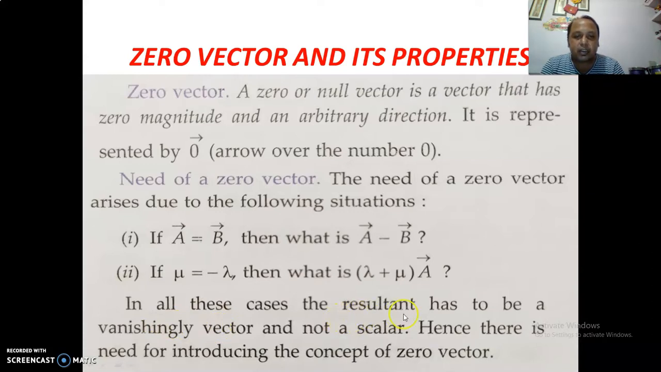You can see here the resultant has to be a vanishing vector, that is a zero vector, and not a scalar, because we need the direction also. In the question, suppose it is vector A minus vector B, so it is a vector quantity. We need the answer in vector. Here, lambda plus mu into vector A, the answer should be in vector, but the magnitude should be 0 in both the cases. Hence there is a need for introduction of the concept of zero vector.